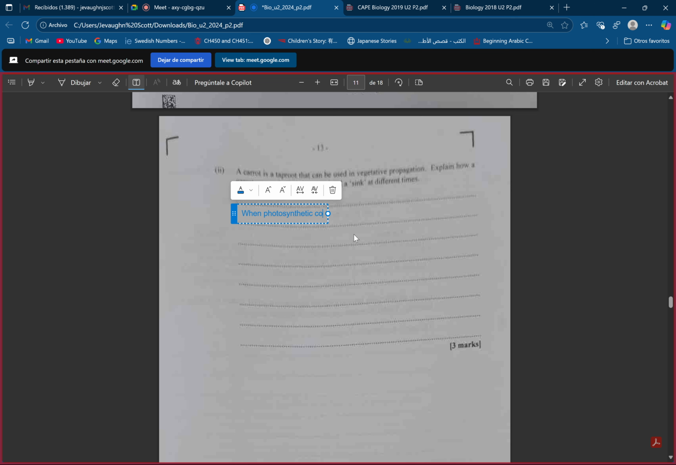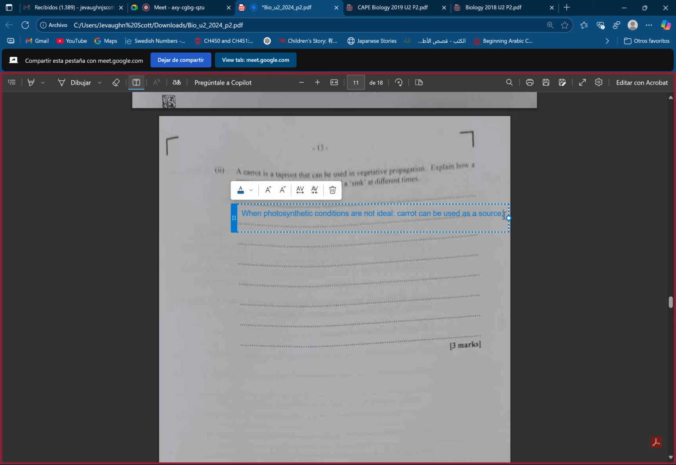So when photosynthetic conditions are not ideal, right? We're saying that the carrot can be used as a source. Do we all agree with this so far? Can be used as a source. Because the leaves are not actively producing sucrose, then we must get the sucrose from the storage unit of the plant, which is the carrot, the root here, right? The root of the carrot. So we have that there.